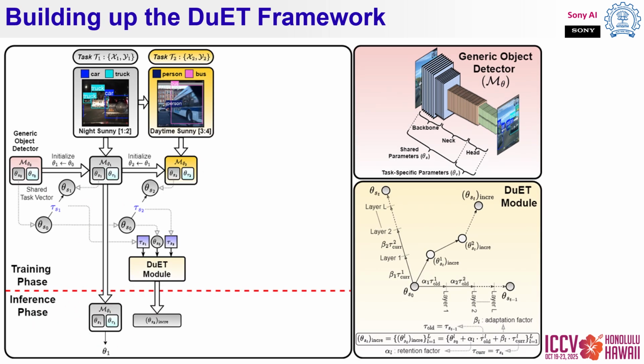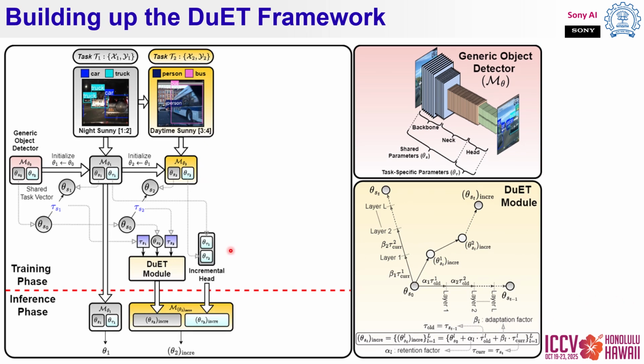Task 2 introduces new classes, person and bus, from a daytime domain. The model parameters are initialized from task 1, and we compute task vectors capturing domain-specific changes, which help DuET understand how each new environment alters shared representations. The DuET module now comes into play. It merges past and current task vectors using layer-wise retention and adaptation factors. Alongside, an incremental head combines task-specific parameters from current and past tasks. Together, these components prevent forgetting and enhance generalization.